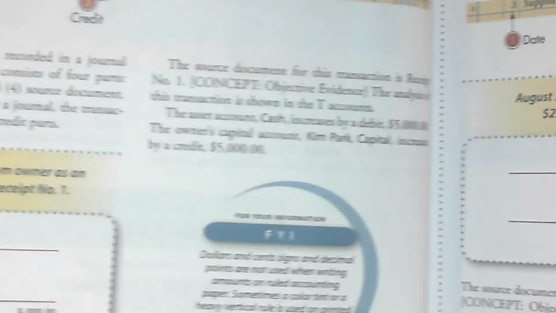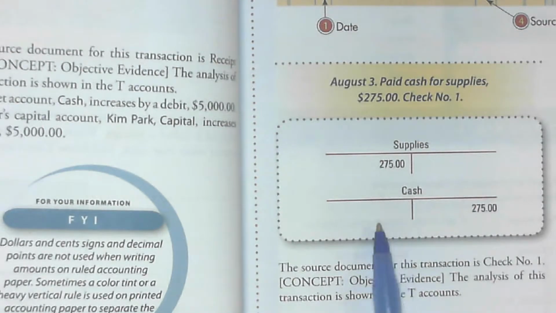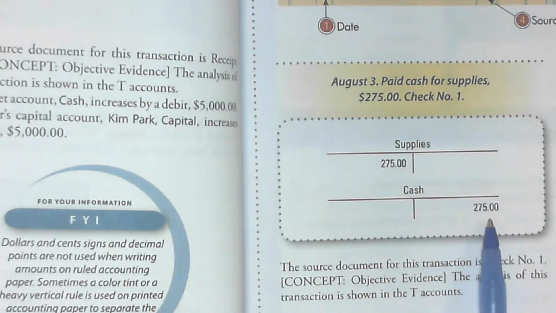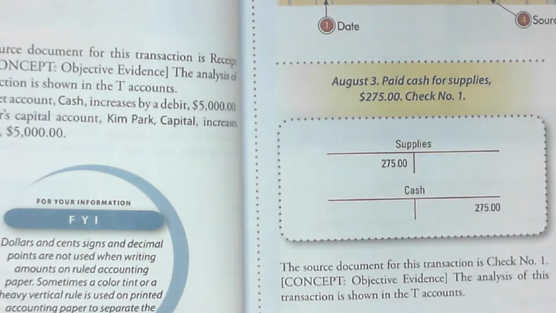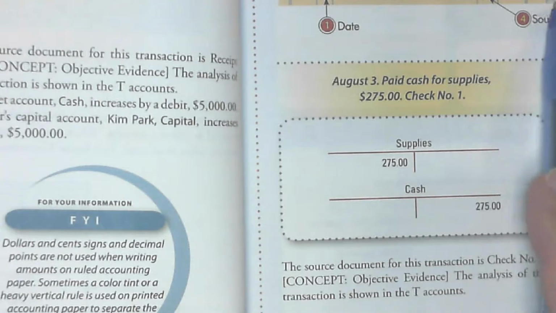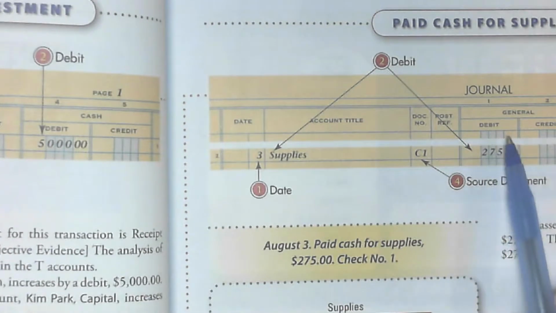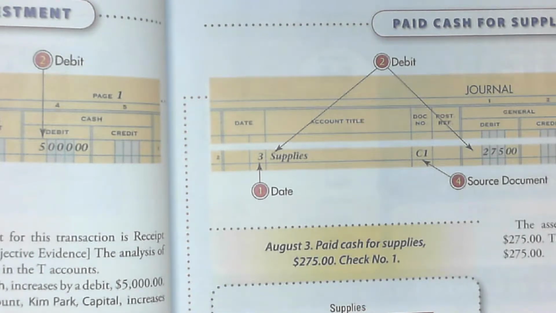Oh, go back. You can see they even have a T chart, a T account in here. Show your increase in supplies, your decrease in cash. And so your supplies increase, and that's on the debit side. So it went in the debit side on the general. Your cash decrease went under credit.